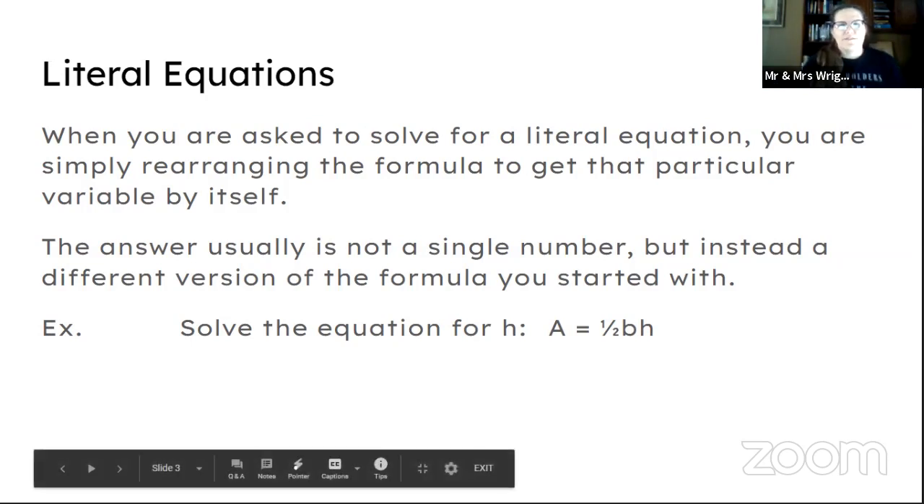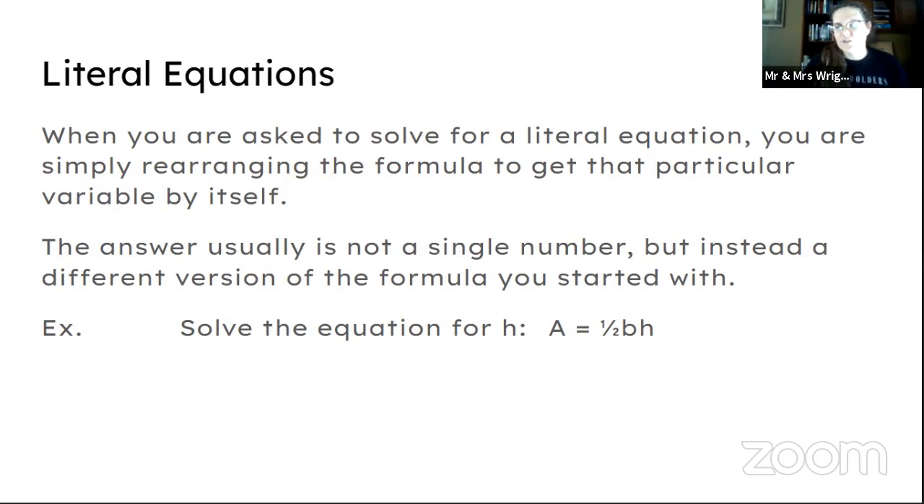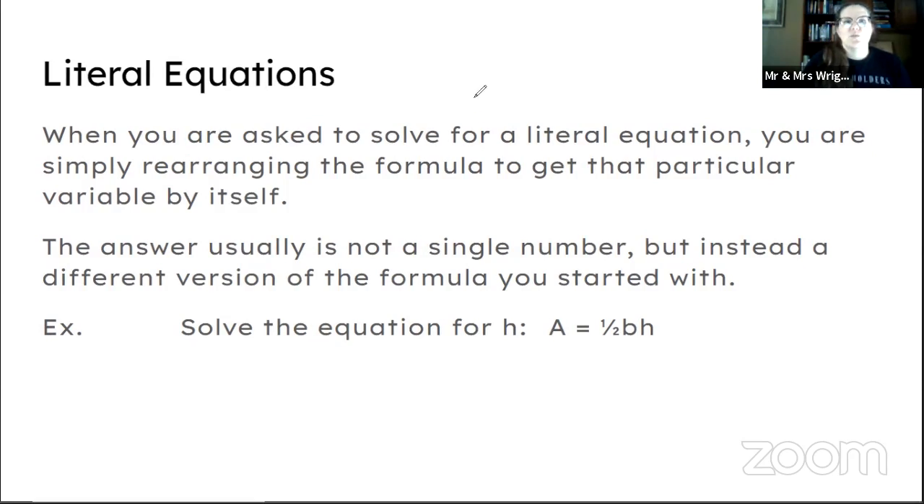So here we have: solve the equation for H. And this is our area of a triangle. So A equals 1/2 base times height, right? So what are we going to do with this? Well, it says we have to solve for H. So that means we want to get H to be by itself. So we need to essentially, just like what we do with any other equation that we're solving, usually for X or something to that effect, undo what's being done to the variable. So we're going to do that here as well. We're going to undo what's being done to H.